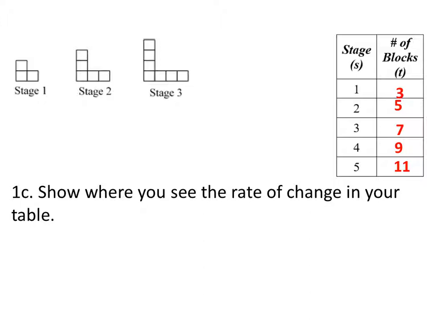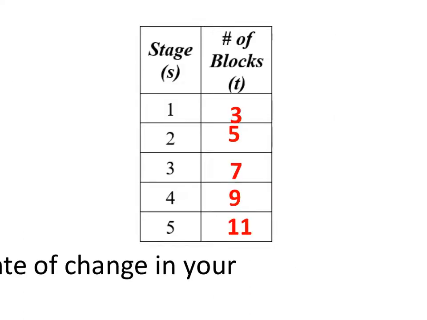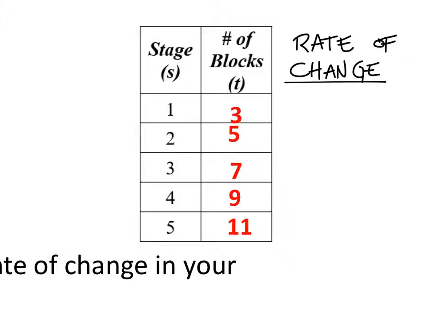Alright, part C, show where you see the rate of change in your table. To see the rate of change, let's focus on the table here. The rate of change, and I guess we'll write this down too, will always compare 2 different things. In this case, we're comparing stages with blocks. And we know that it's an addition of 2 blocks for every 1 stage. And yes, that is being shown in a fraction right there.